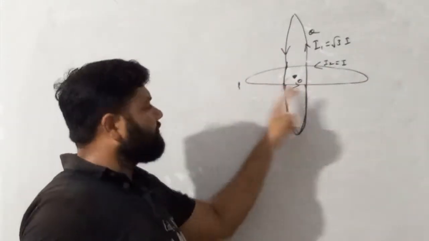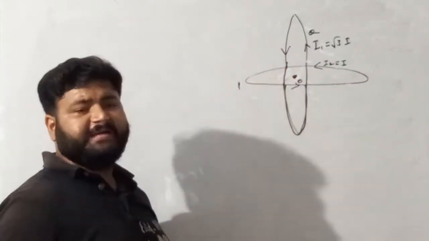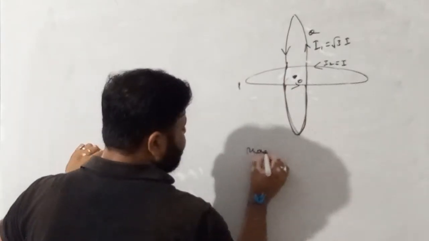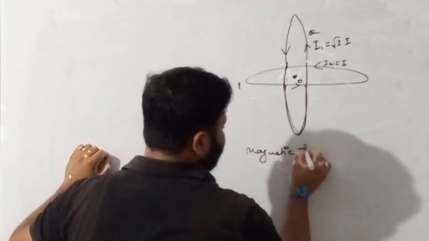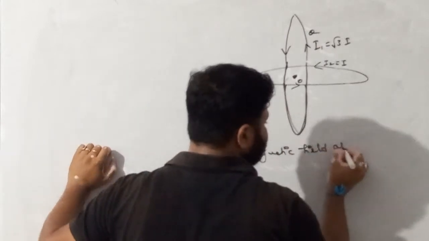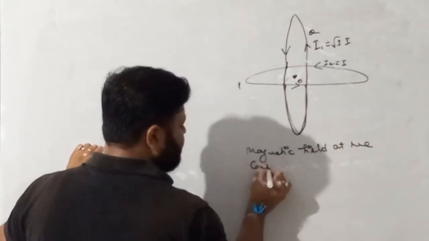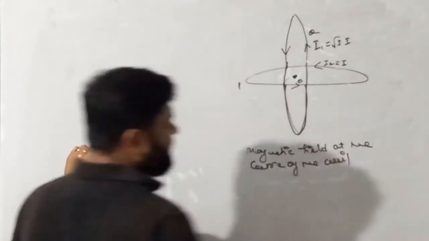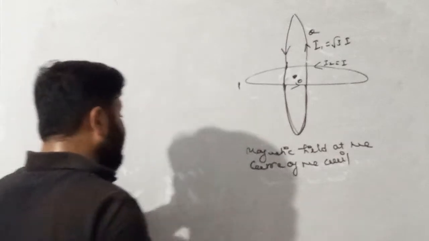See, for both the coils we want to find the magnetic field at point O. So remember the formula: magnetic field at the center of the coil.